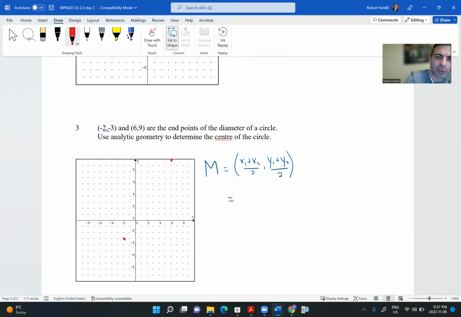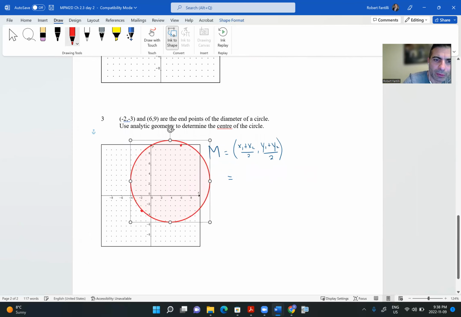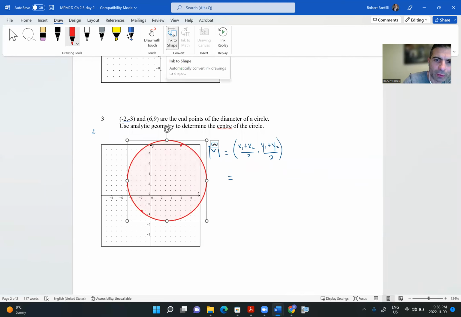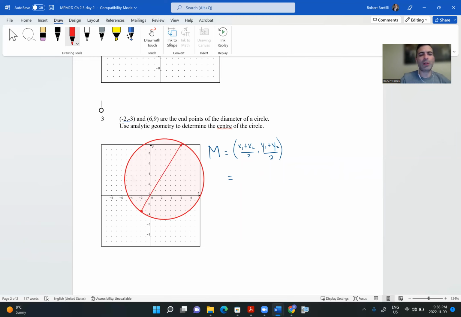Let's see if I can do it with this computer. It's not the greatest, but I should be able to shrink that. See if it lets me. Almost. Okay. Let me see. One more. Close enough for me. Okay. So we've got that. That's the endpoints of the diameter of my circle. And it wants me to determine the center of the circle.